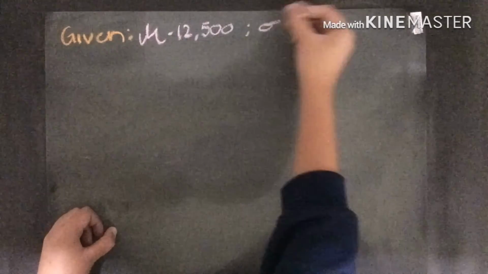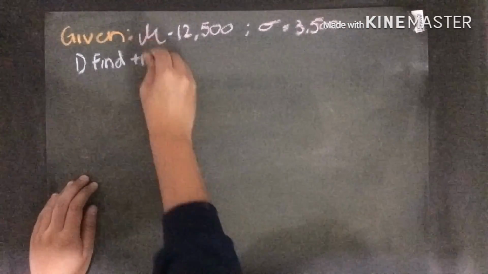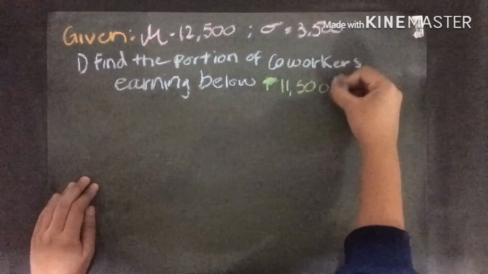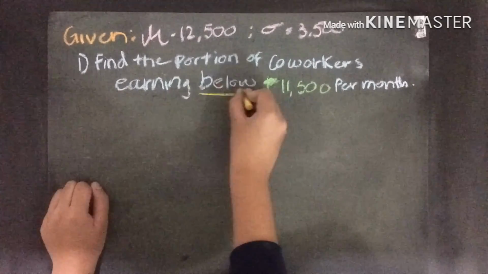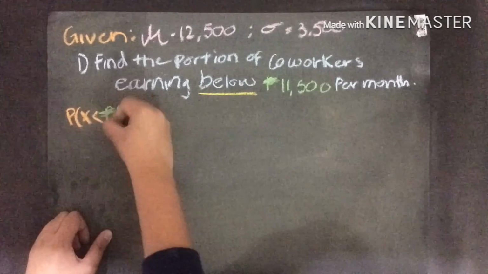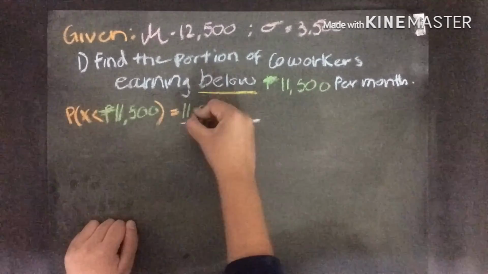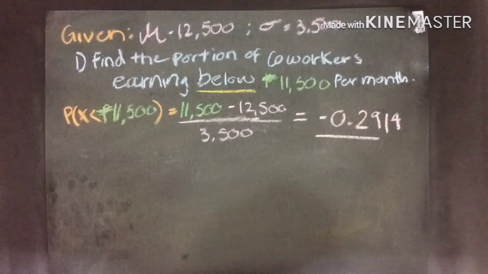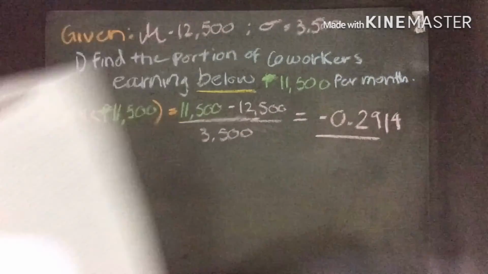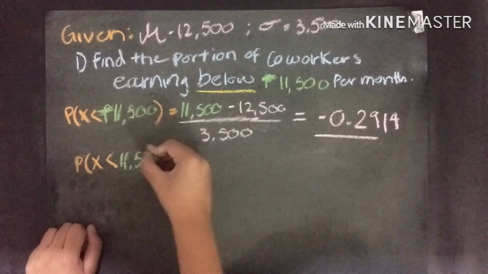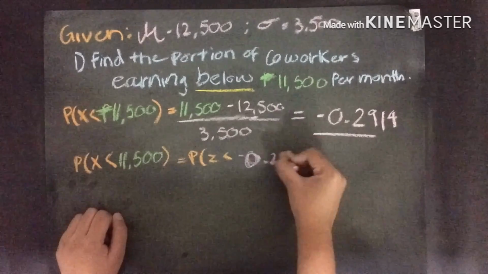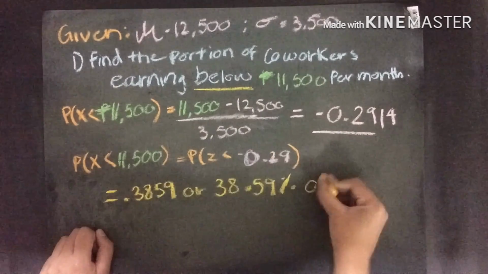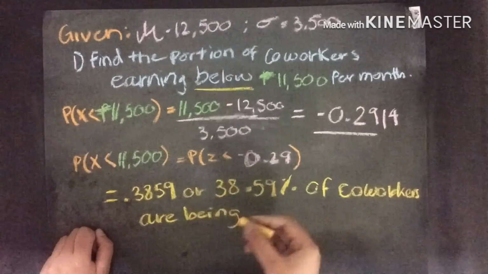In the first problem, we'll need to find the portion of coworkers who are being underpaid. The given in this problem is x equals to 11,500 pesos, the mean being 12,520 pesos, and the standard deviation as 3,500 pesos. We'll be using the transformation formula in this. Then, we substitute them and calculate to get the answer of negative 0.2914. With negative 0.2914, we look at the z-table to get the z-score of 0.3859. Then, we multiply it by 10 to get 38.59%.